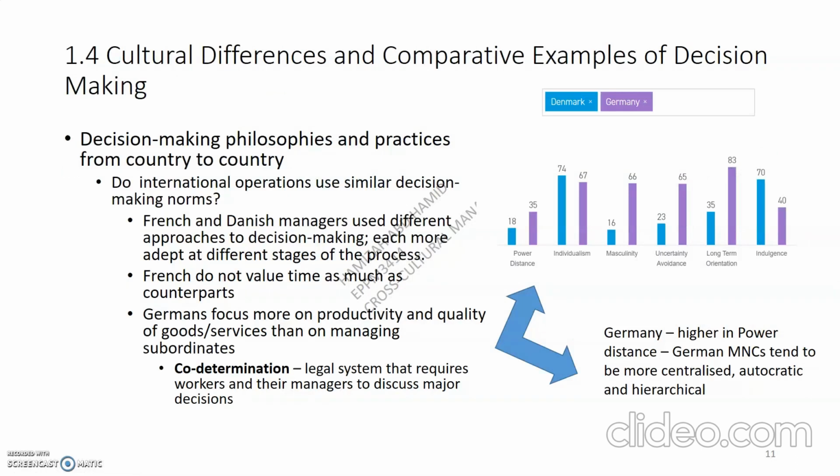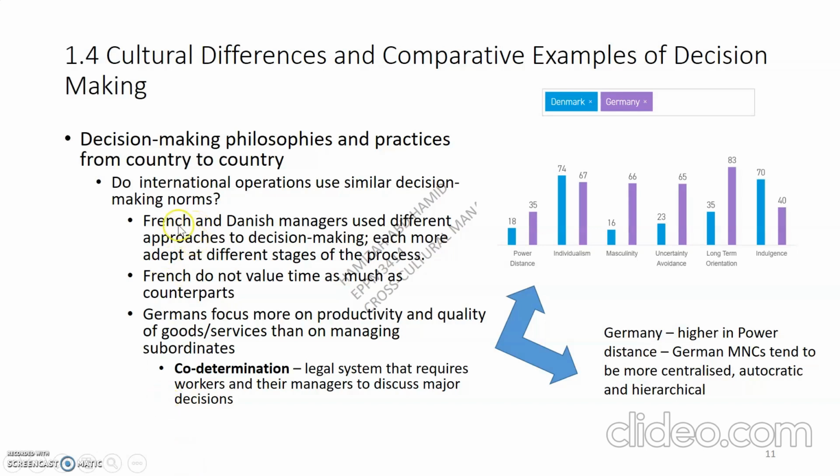There are some cultural differences, and we will provide you comparative examples of decision making across cultures. In the last few weeks we have learned about power distance, collectivism and individualism. This will highly influence how decisions are made in different countries. Decision-making philosophies and practices differ from country to country. Do international operations use similar decision-making practices? To some extent, yes. To some extent, no.